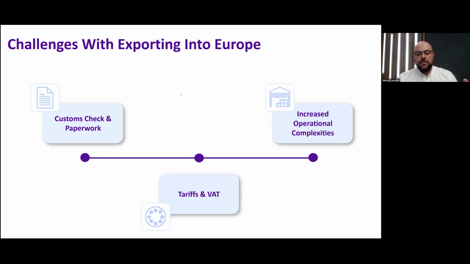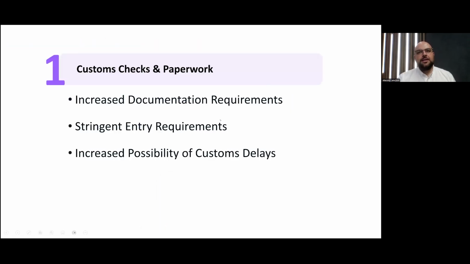Now, small errors like this, such as missing importer codes or misclassified commodity codes, are something that can trigger those inspections. And in summary, if we really have to focus this down onto 3 primary points, we can look at it as increased document requirements, stringent entry requirements, and the increased possibility of customs delays.